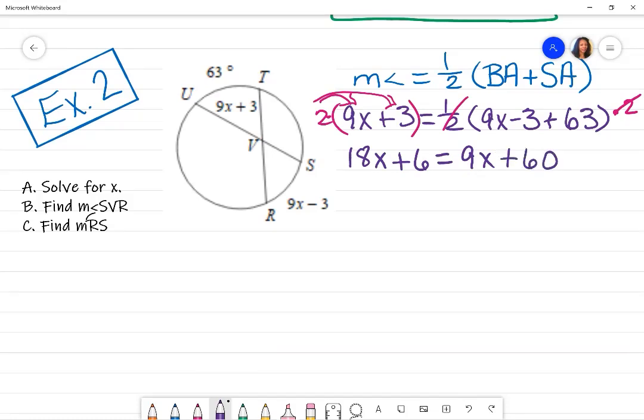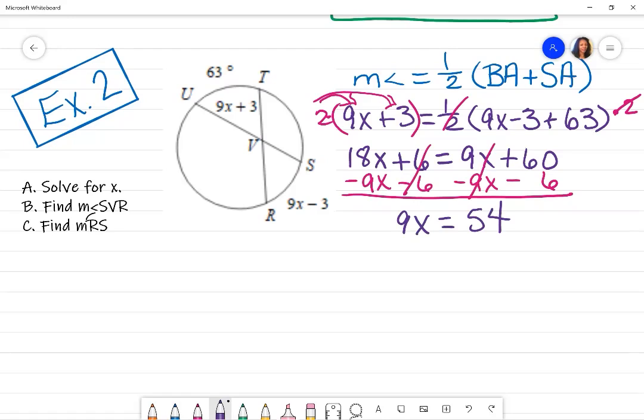If I keep simplifying, I am going to subtract 9x on both sides. And all in the same step, I'm going to subtract 6 and simplify it. I have 18x minus 9x, which is 9x. That equals 60 minus 6, which is 54. Divide both sides by 9. x is equal to 6.